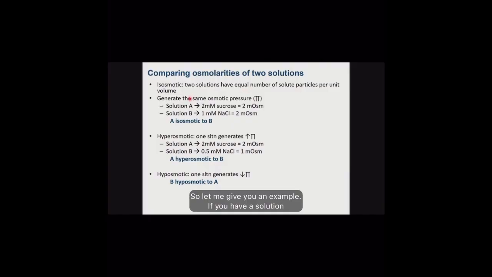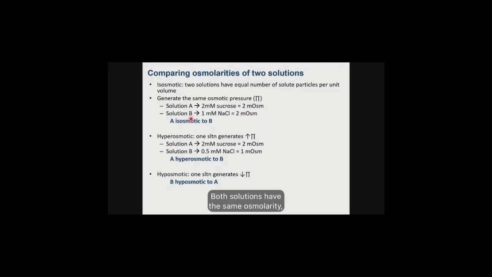If you have a solution A that is 2 millimolar sucrose and a solution B that is 1 millimolar sodium chloride, first thing you're going to do is convert that to osmolarity, right? So sucrose does not dissociate. So 2 millimolar times 1 equals 2 milliosmolar. So that's the osmolarity. Okay? Solution B is going to be 1 millimolar sodium chloride. You put sodium chloride in water. Sodium chloride is going to dissociate into sodium and chloride. You have two solute particles. So the molarity times 2 gives you 2 milliosmolar. And then you look at the osmolarity here, and they're the same. So you say that A is isosmotic to B, or B is isosmotic to A.